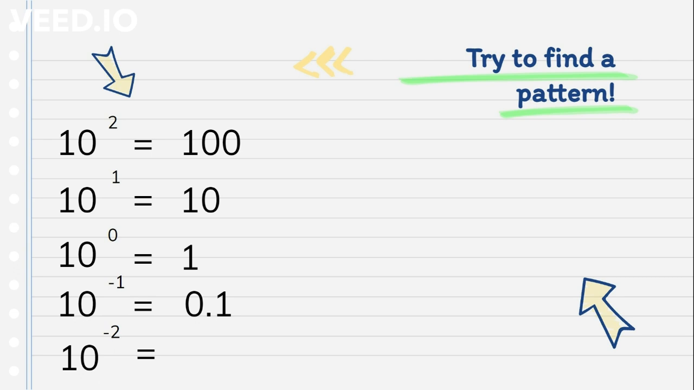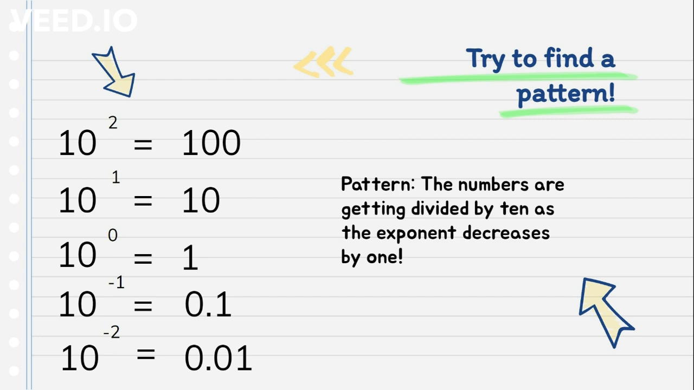Now 10 to the negative second power works the same way. You divide by 10 again. All you have to do is move one decimal place back once. So the answer is 0.01. So ultimately, the pattern is that the numbers are getting divided by 10 as the exponent decreases by 1.